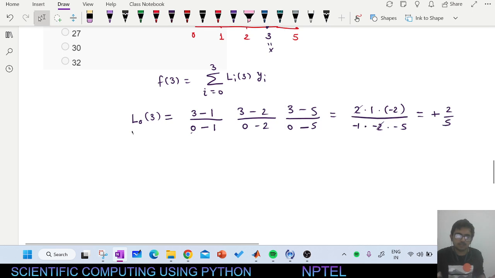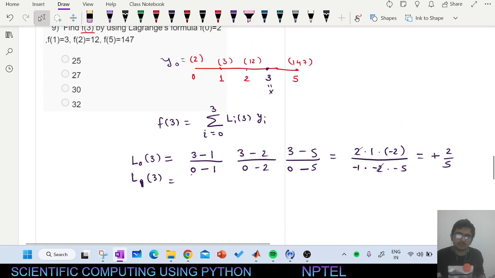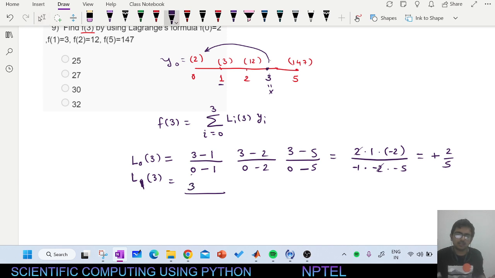Okay, the same way, L1 of 3. So on the top we have distances from 3, right? But we ignore 1 because we are calculating L1. So it is going to be 3 minus 0, which is 3, then 3 minus 2, which is 1, and then 3 minus 5, which is going to be minus 2.